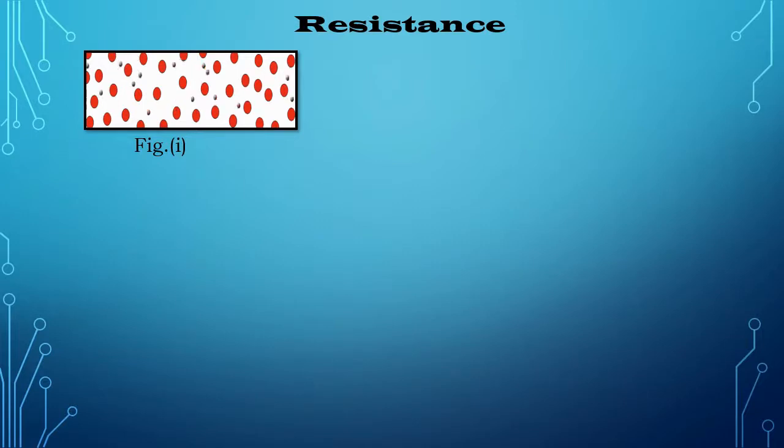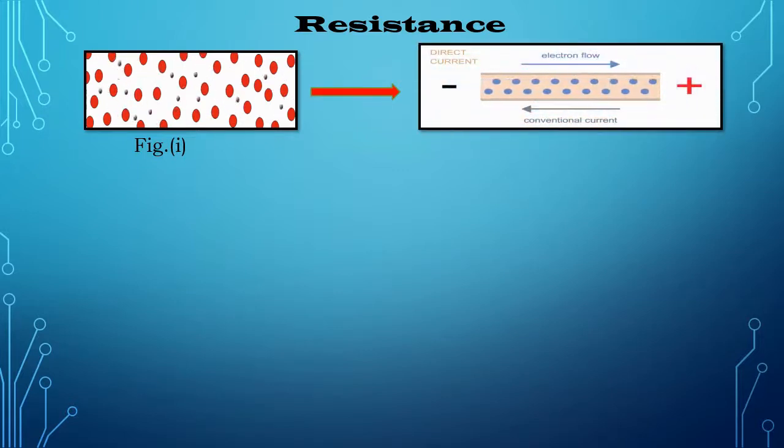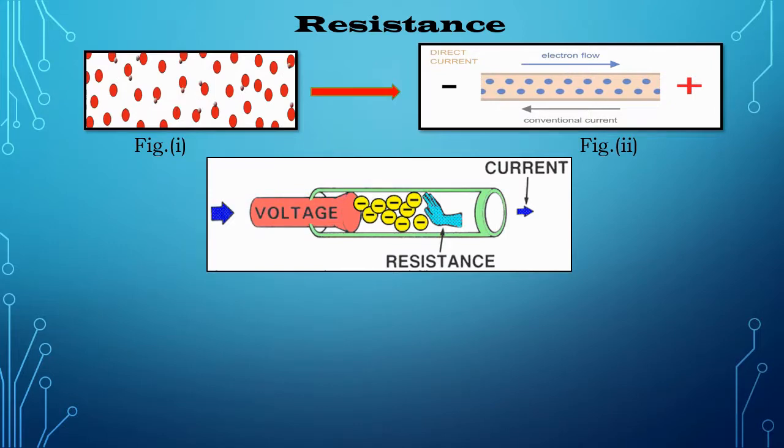As shown in figure 1, there are a large number of free electrons in a conductor. They are constantly in random motion. When a potential difference is applied between the two ends of the conductor, these electrons start moving from one end at the lower potential to the end at higher potential as shown in figure 2. This directional motion of the electrons causes the flow of current.